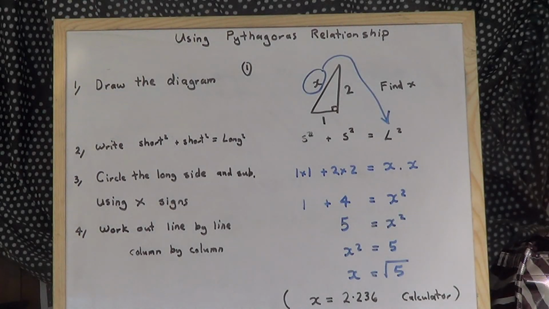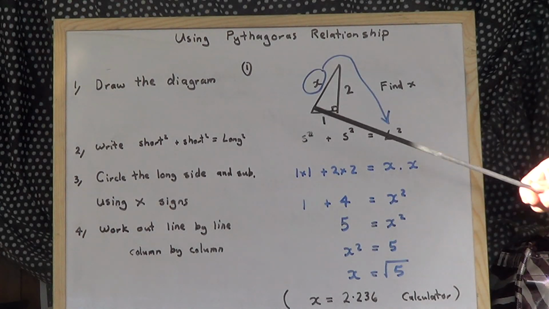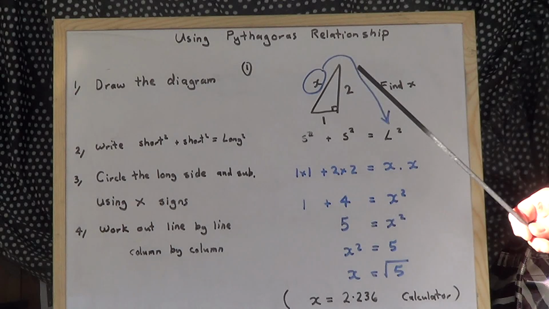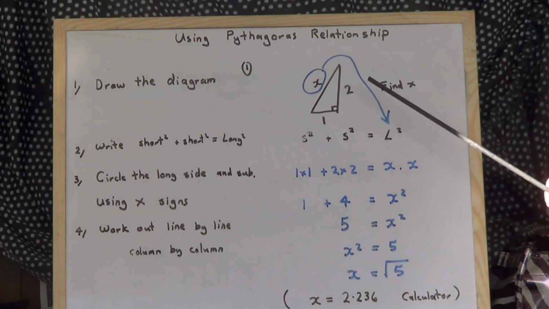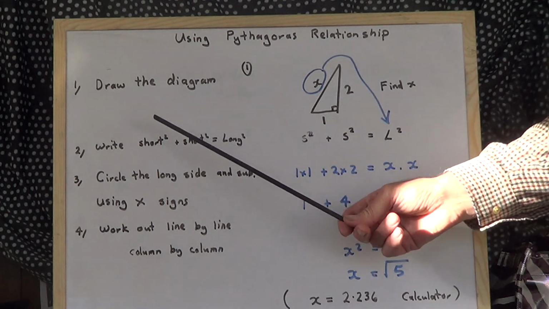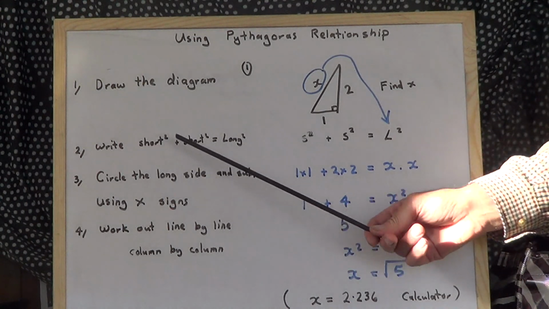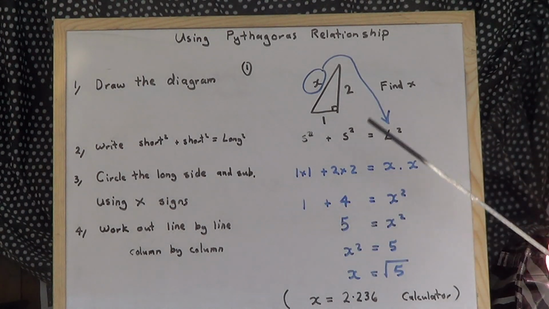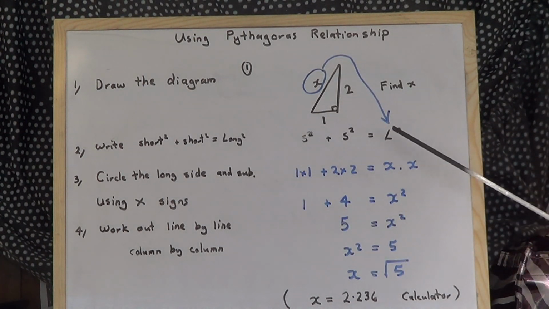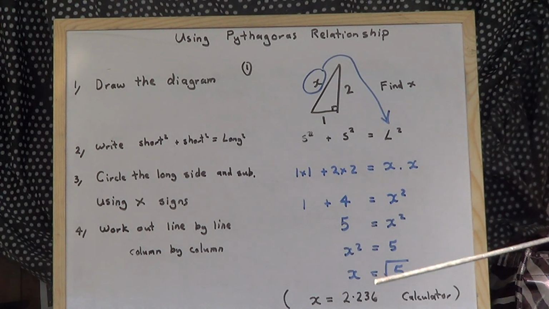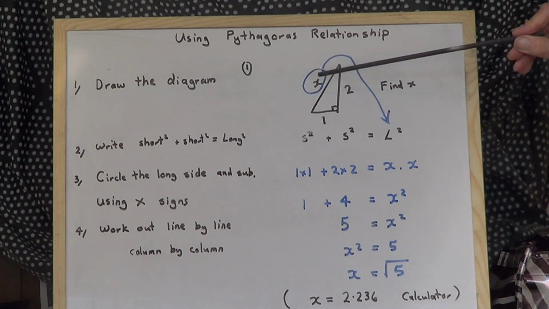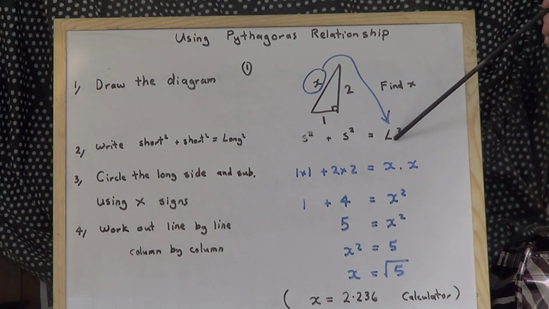Now I'm going to show you how to use the Pythagoras relationship. First thing you do is draw the diagram. Here's the diagram here. The next step is you write down short squared plus short squared equals long squared, and you can write it this way: s squared plus s squared equals l squared. Now, here is the critical step. Circle the long side, and you're going to put the long side there, on that side.